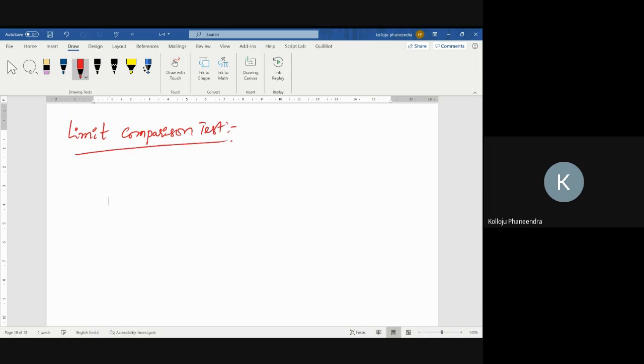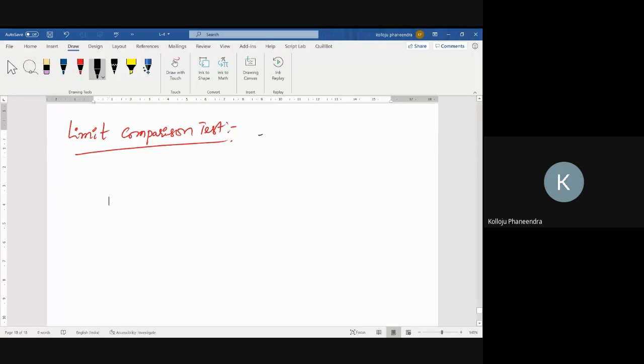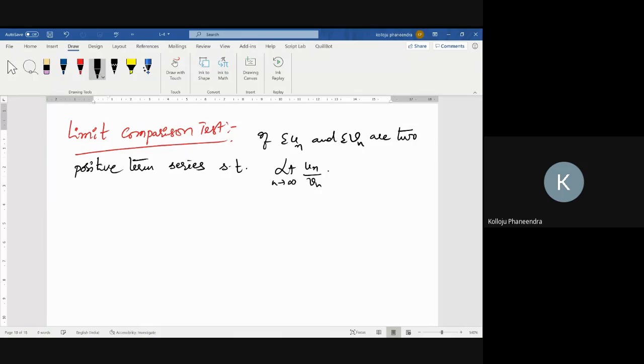Limit comparison test. The statement is: if sigma un and sigma vn are two positive term series such that the limit of the ratio un over vn as n tends to infinity is L, then the first condition is, if L is finite and non-zero.